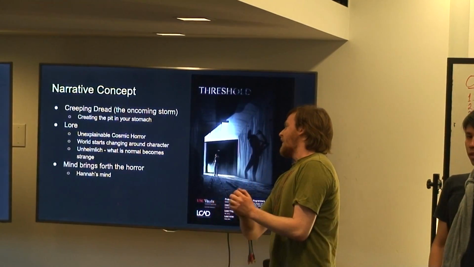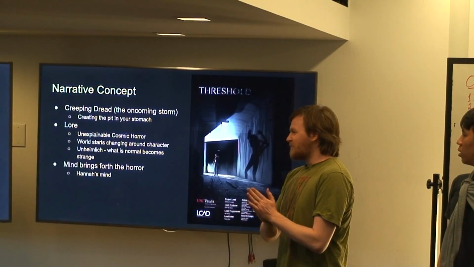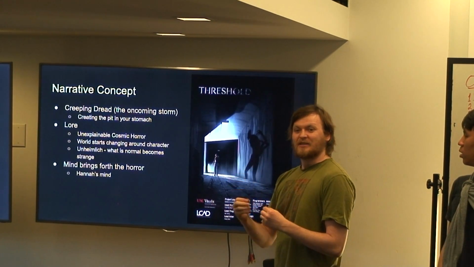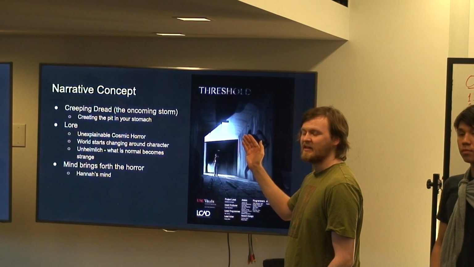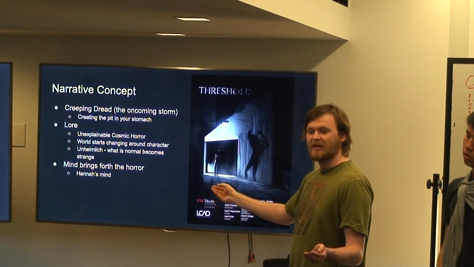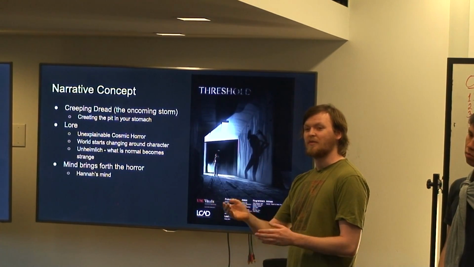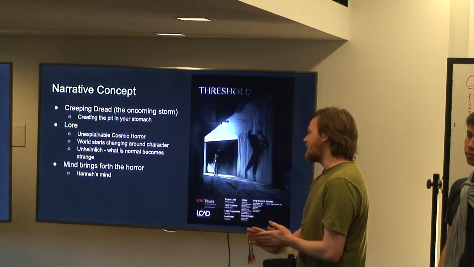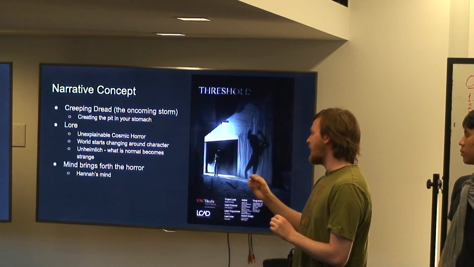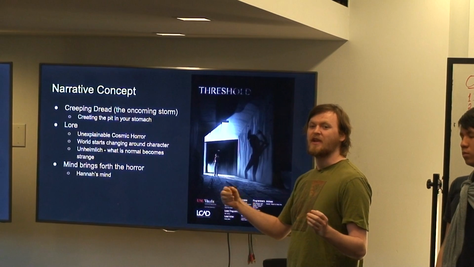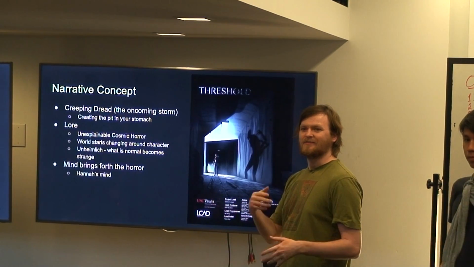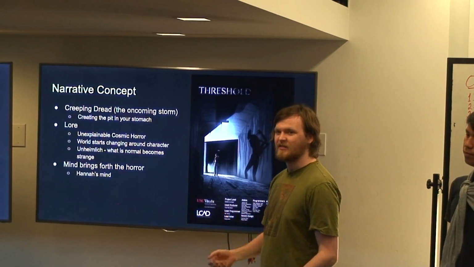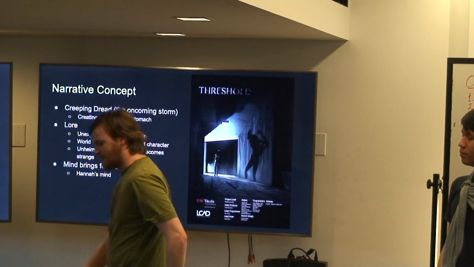This creature is just there, and then you realize that the only way out is through this monstrosity. The game is supposed to give you a sense of creeping dread, unheimlich, which is the normal becoming strange. It brings forth the horror of this character's mind, how she views her neighbors. Each hallway represents one of these neighbors' aesthetics, like a computer scientist has a very technological hallway.